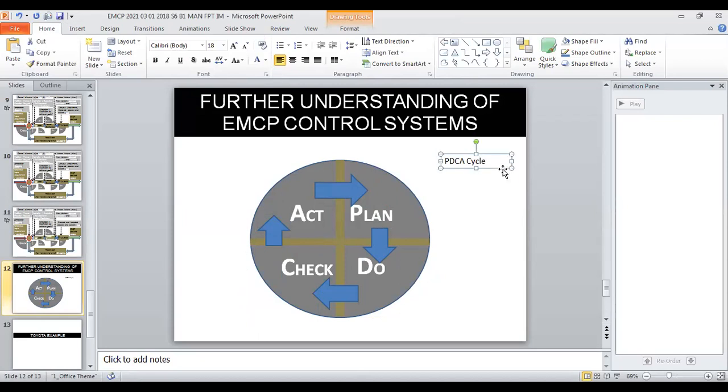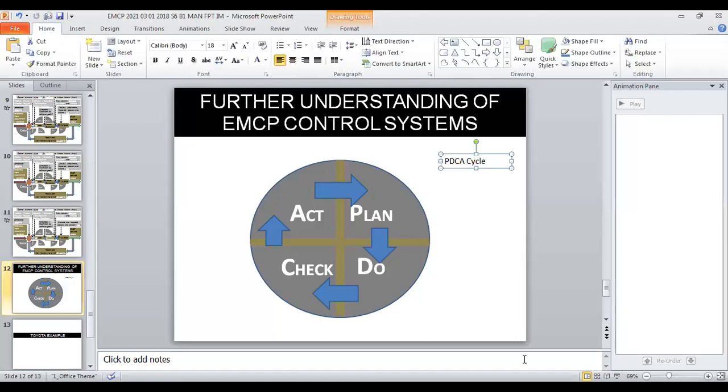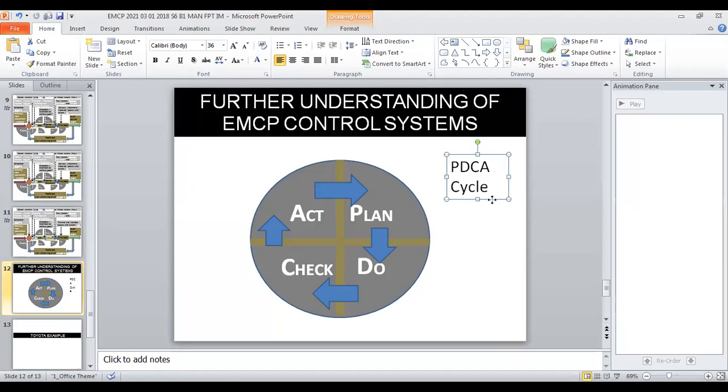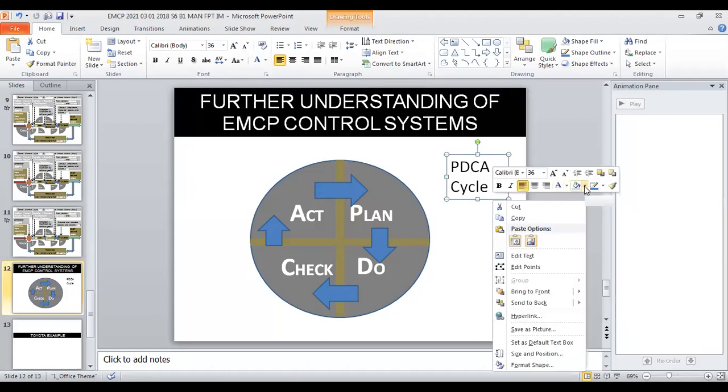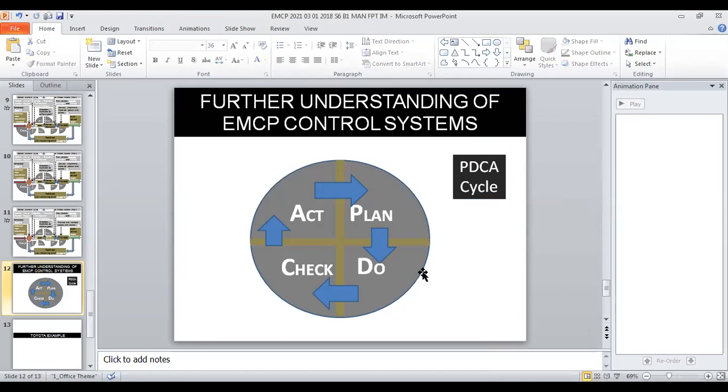The PDCA cycle is something quite basic. But even though it is basic and simple, if you think about it more, it can be quite in-depth. You can apply this also in a wider scope.